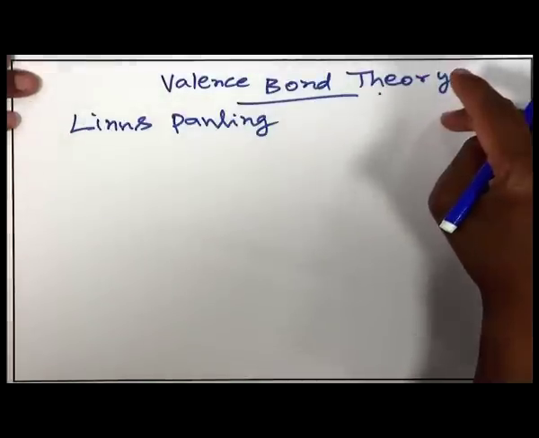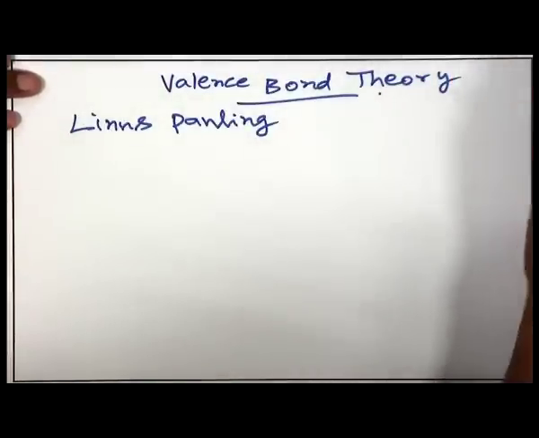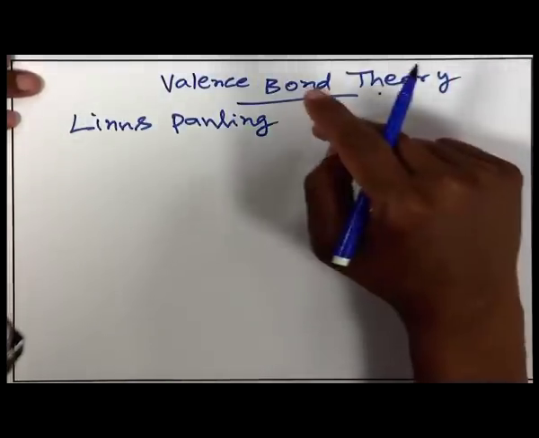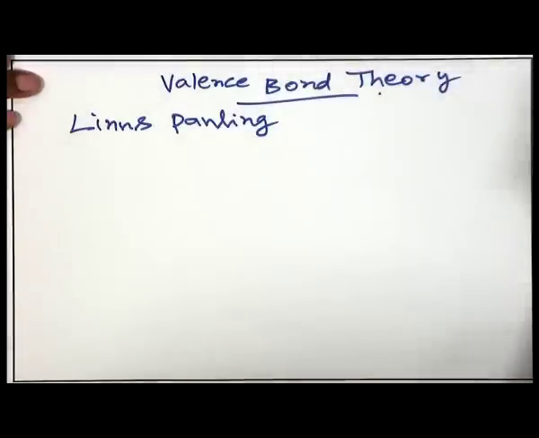But VSEPR theory does not give an explanation or describe in detail the shape of the molecules. So, another theory is needed for explaining the shape of the molecule. One of the theories is valence bond theory, another one is molecular orbital theory, that we will see later on. Let us see valence bond theory.